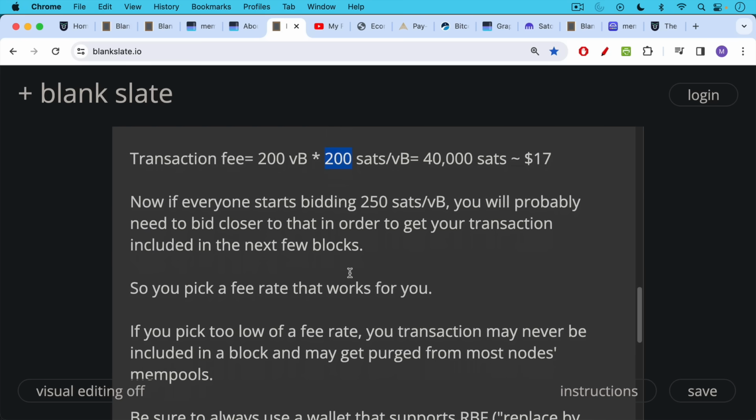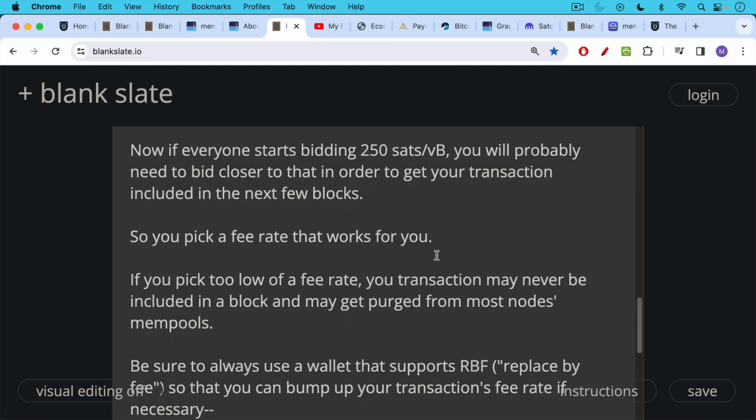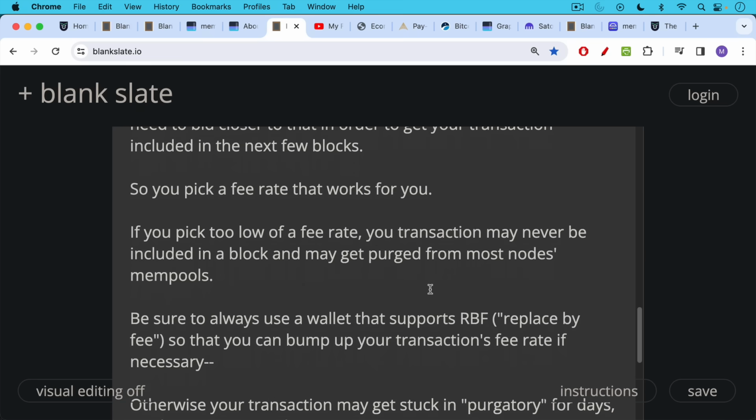We will talk about stranded sats, stranded Satoshis. If you have a 40,000 sat UTXO and the fees are 40,000, it obviously becomes an uneconomically spendable UTXO. We'll talk a little bit more about that in a later video. If you pick too low of a fee rate, your transaction may never be included in a block and may get purged from most nodes' mempools.